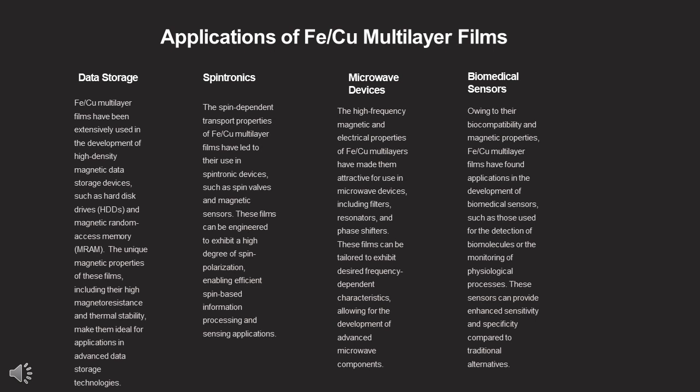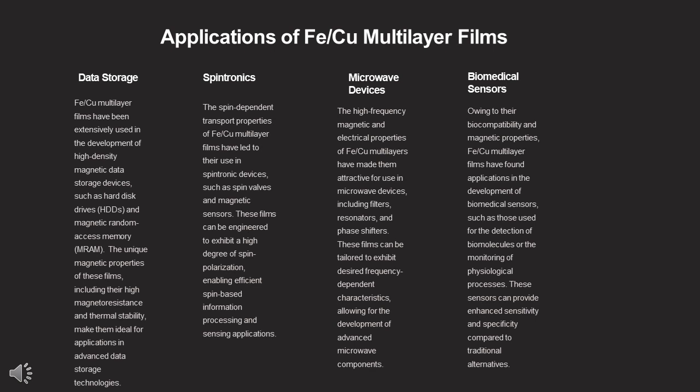Microwave devices. The high frequency magnetic and electrical properties of ferrum and copper multilayers have made them attractive for use in microwave devices, including filters, resonators, and phase shifters. These films can be tailored to exhibit desired frequency-dependent characteristics, allowing for the development of advanced microwave components.